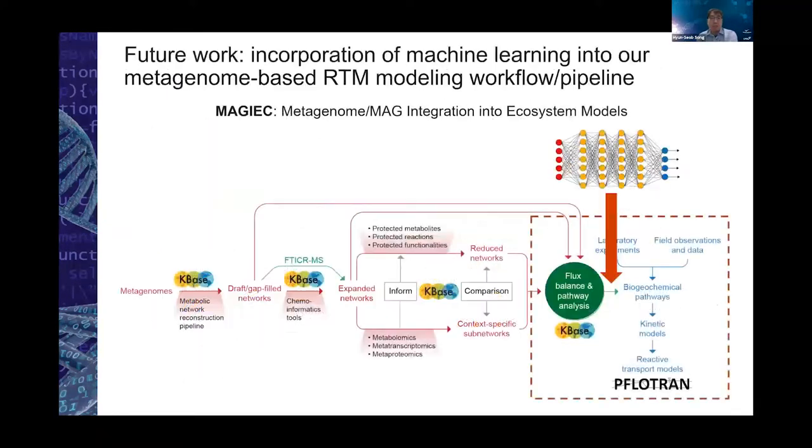So finally, this is my final slide. We previously provided a workflow for incorporating metagenomes all the way to developing a reactive transport model. The challenging part, as boxed here, was how to link flux balance analysis to the biochemical reaction and reactive transport model. But the work I have presented today opens a new possibility to seamlessly connect FBA, the reactive transport model, and the biochemical model. We name this workflow MAGIC, metagenome map integration into ecosystem models. All right, that's it. Do we have time for questions?